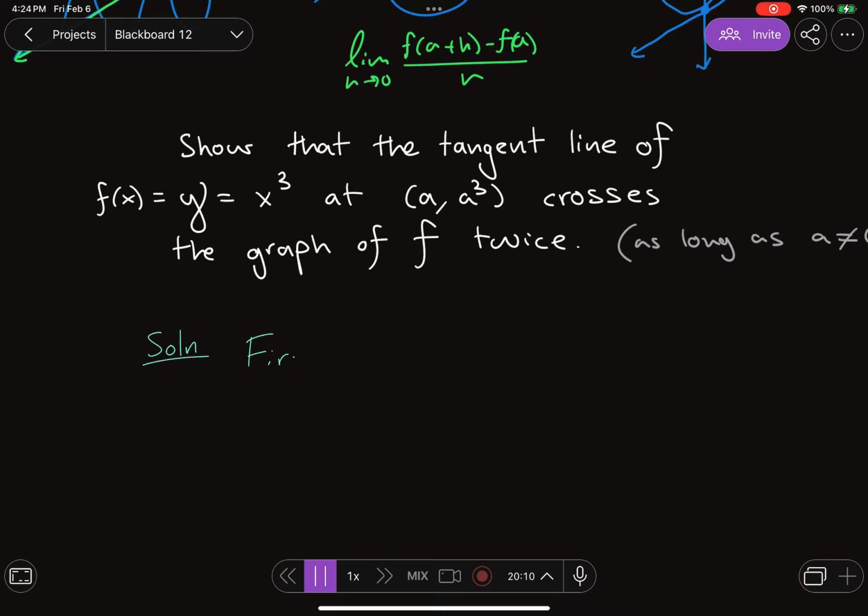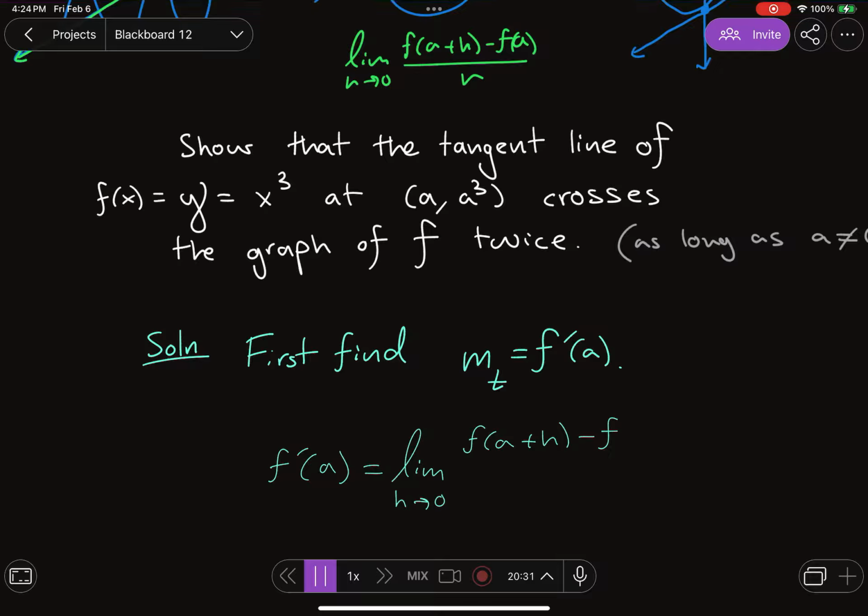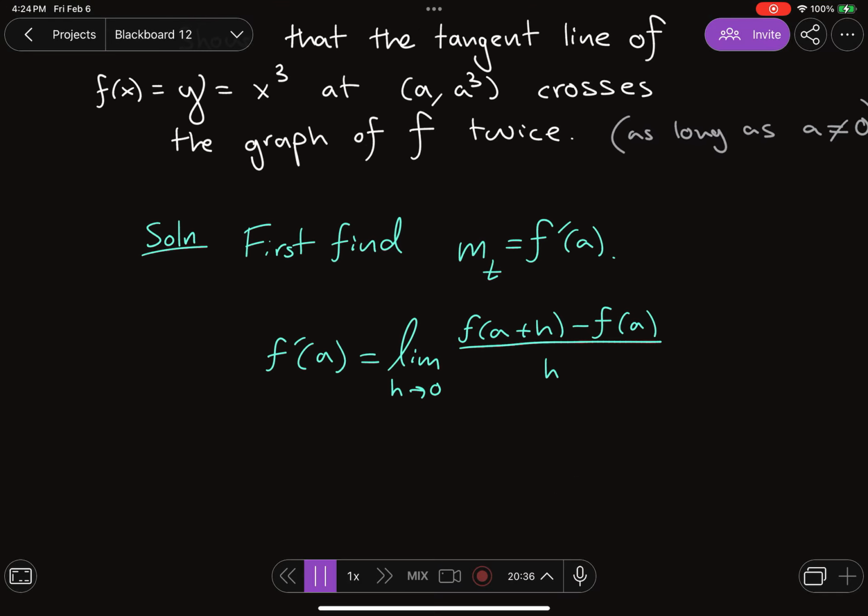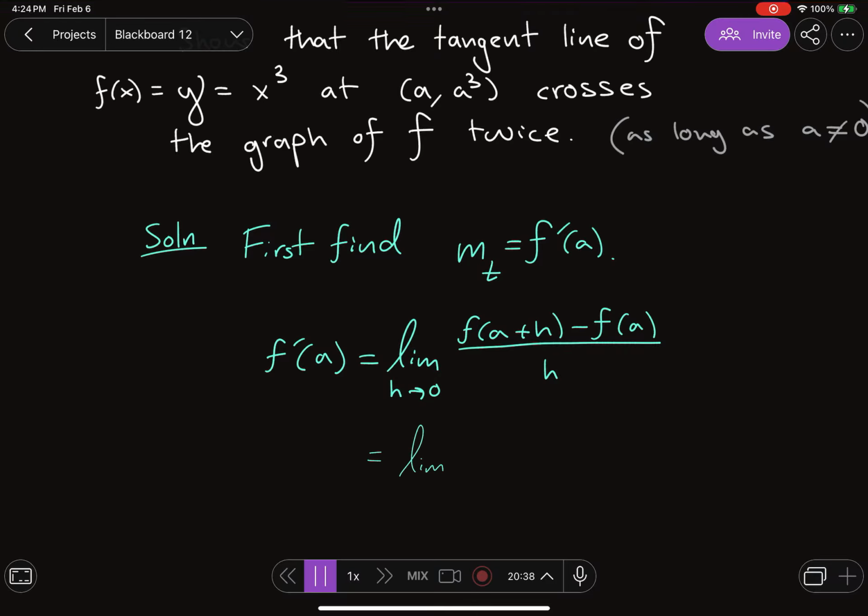First, find the slope of the tangent line, which is by definition f prime of a. All right, so f prime of a is equal to the limit as h approaches 0 of f of a plus h minus f of a, all divided by h. And this is equal to the limit as h approaches 0 of a plus h cubed.